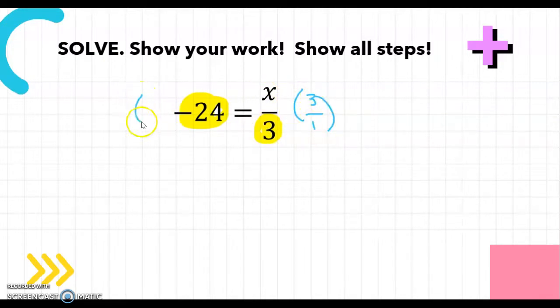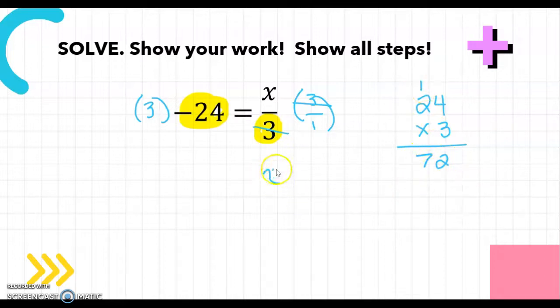In this case, I'll put 3 over 1. You can see that that cancels out. And then on the other side, I'm going to work 24 times 3. And I get 72, and it is negative 72. That is how you work that kind of equation. That's a commonly missed one. That's why I'm showing it to you.